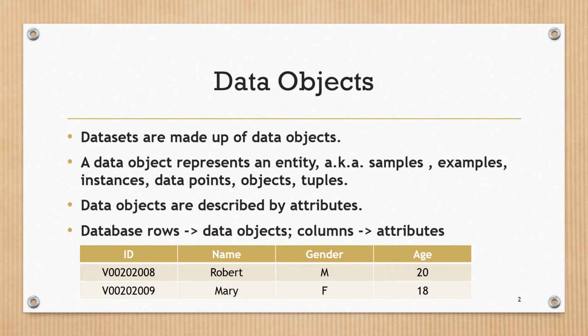In a traditional database, we store data in tables, where each row in a table is a data object, and each column in the table is an attribute. For example, as the table shown on the screen, each row in a table represents a student data object, and columns represent ID, name, gender, and age, respectively, as different attributes to describe the characteristics of the student.